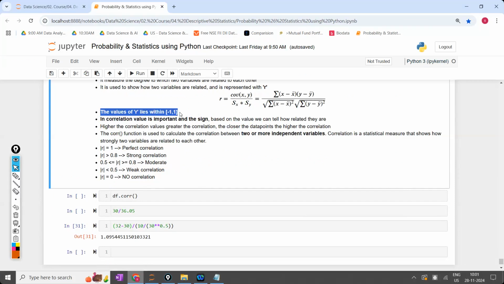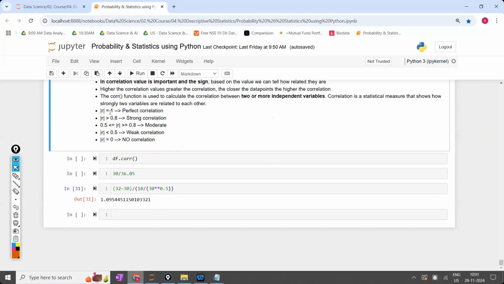The range of covariance is minus infinity to plus infinity, but for correlation it is minus 1 to plus 1. In correlation, both the value and the sign are important. The higher the correlation, the closer the data points are to each other. If the correlation is equal to 1, they are perfectly correlated. When it is perfectly correlated, your prediction will be 100% accurate.